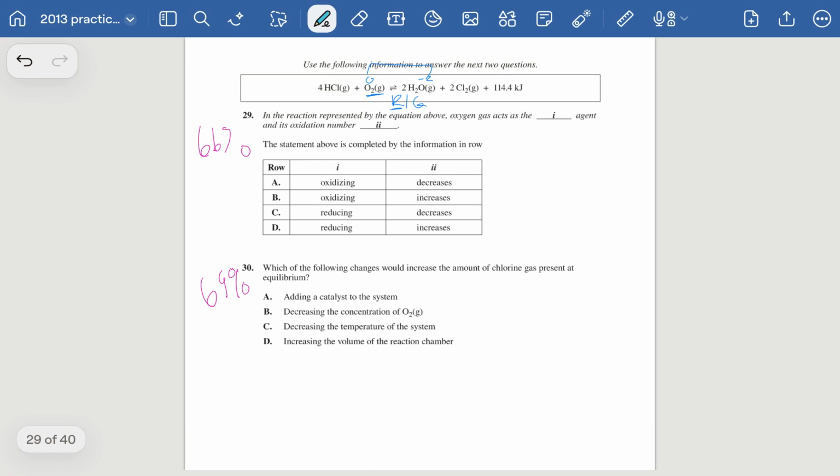And if you're undergoing reduction, you are the oxidizing agent. So that's why it's saying oxidizing first. And then in terms of oxidation number, it is getting smaller because it is getting more negative.